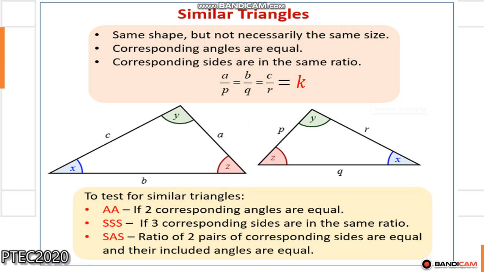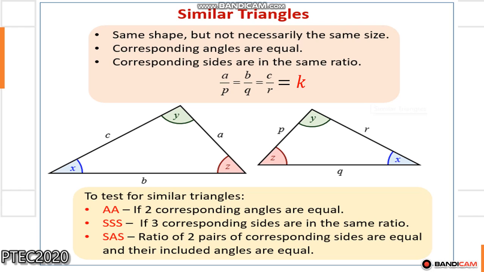However, in order to test whether two triangles are similar or not, we don't need to prove all six corresponding elements as I stated earlier, like the three corresponding angles being equal and the three corresponding sides being proportional. We just prove some of the elements. The first is AA, which means that if two corresponding angles are equal, then we can conclude that those triangles are similar.